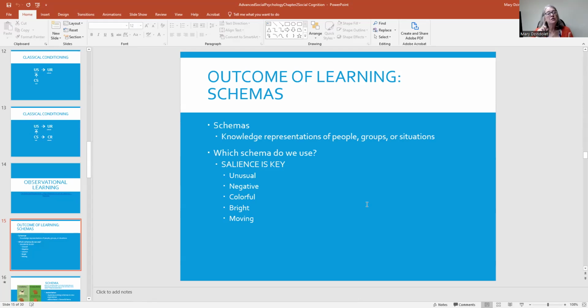So schemas that are associated with things that are negative are going to draw our attention more. Things that are colorful, attributes about the schema that are colorful, bright, or moving versus stationary also are more likely to grab our attention. So they're more salient. So those are the schemas that we're likely to use in that situation.